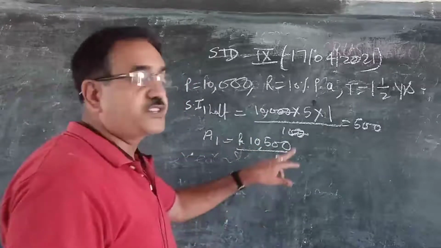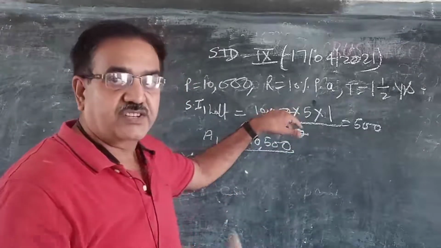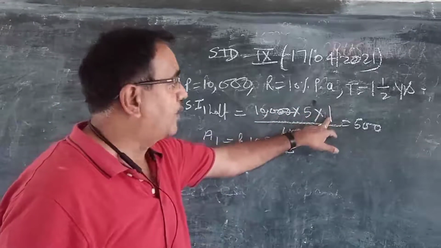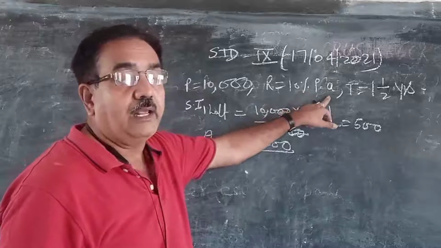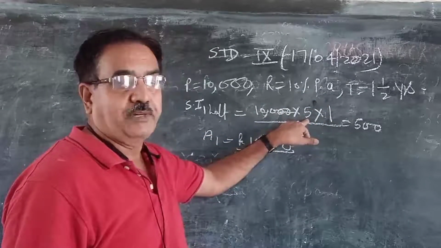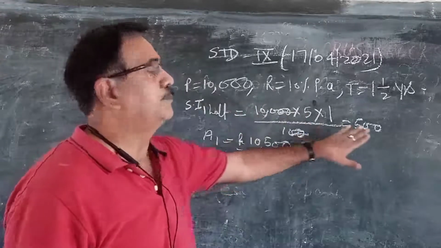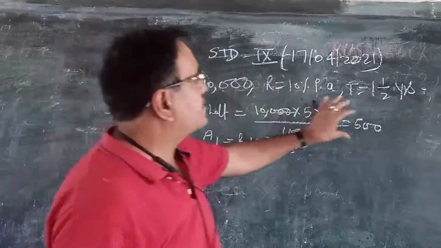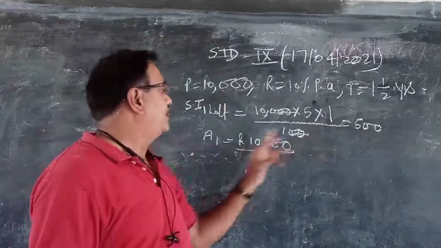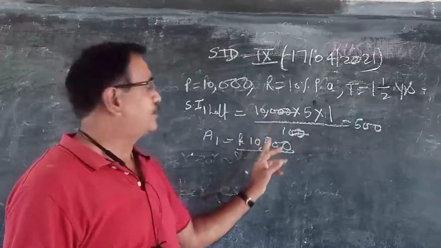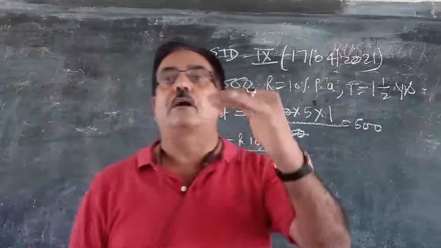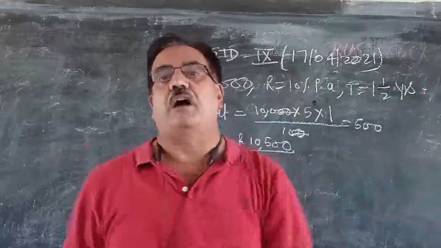This is the amount of the first half. First half means first 6 months, so in place of 6 months, for the first half you have taken time 1. Rate, since it is given annually, will be divided by 2, so it becomes half yearly: 5%. PRT by 100, that is 500 coming as interest. So this is the interest of the first 6 months, 500. Now this interest will be added to the principal: 10,000 plus 500, 10,500. This first half amount becomes principal for the next half.